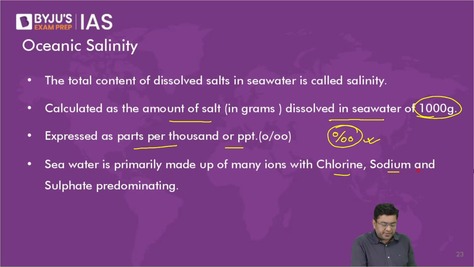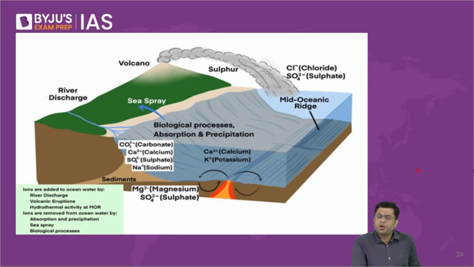What is the total amount of salt which is prevalent? It is expressed as parts per thousand or ppt, which is represented by the symbol like this. Okay, so this represents parts per thousand. Now, what are the salts? These consist of various ions such as chlorine, sodium, sulfate, calcium, all of these. They are the dominant salts which are present.